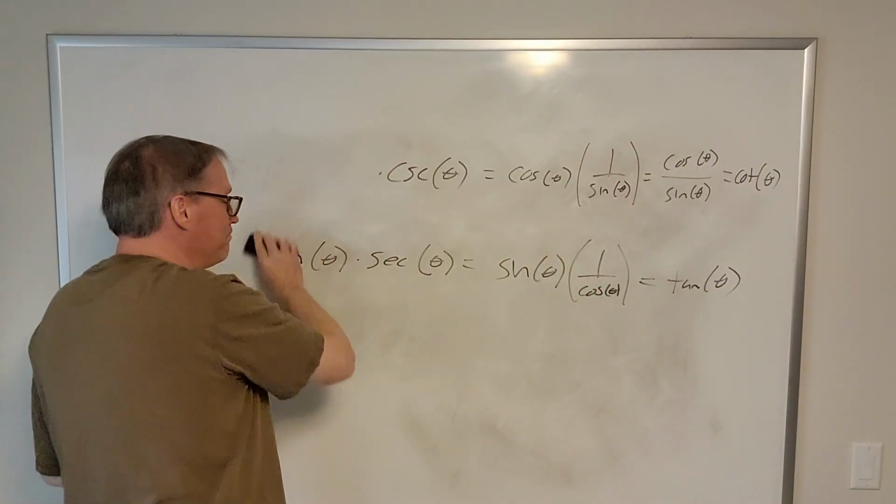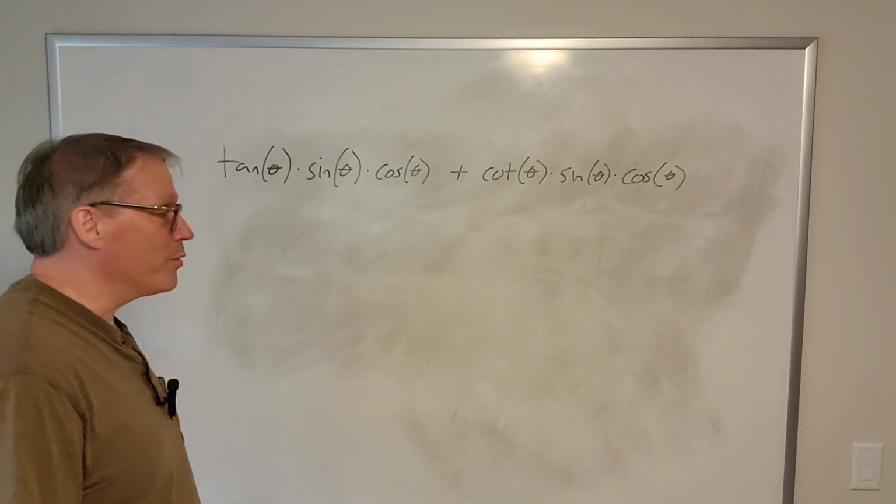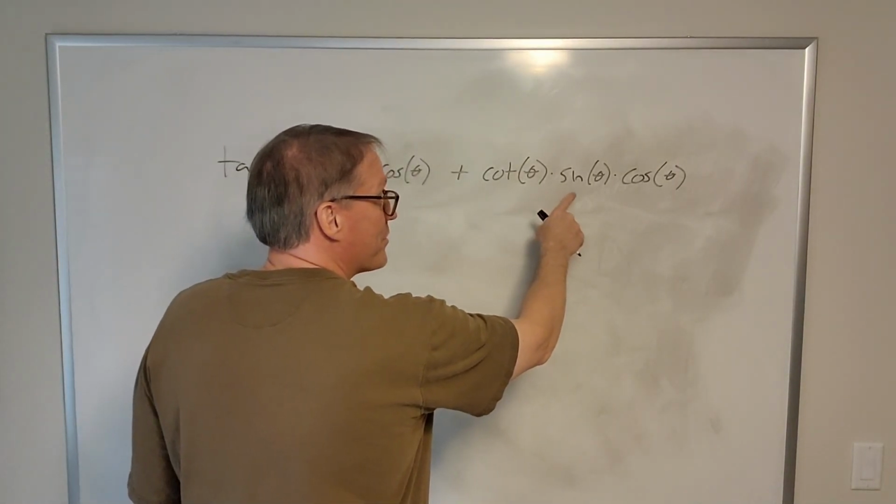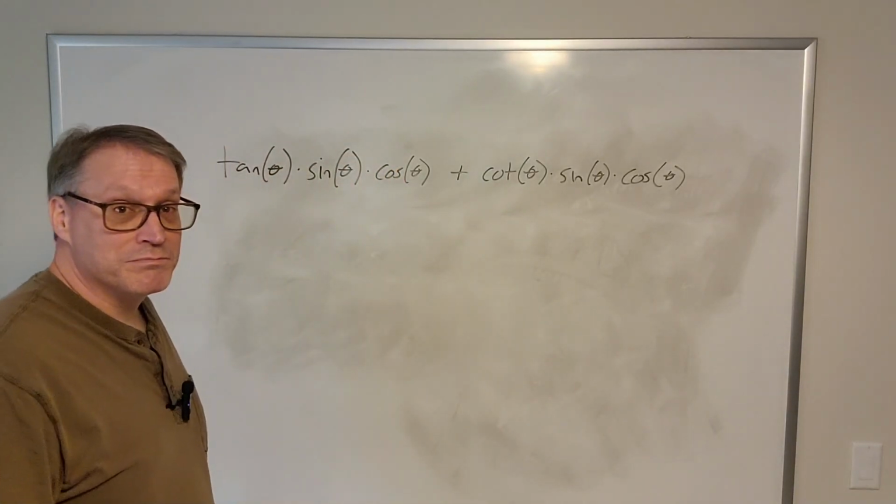Let's do a really fun one. Try to reduce this one as much as possible. Tangent of theta times sine of theta times cosine of theta plus cotangent of theta times sine of theta times cosine of theta. Give it a shot.